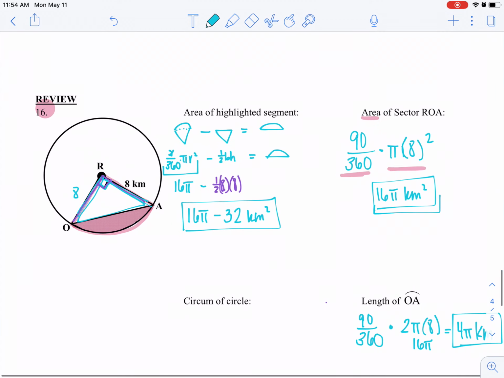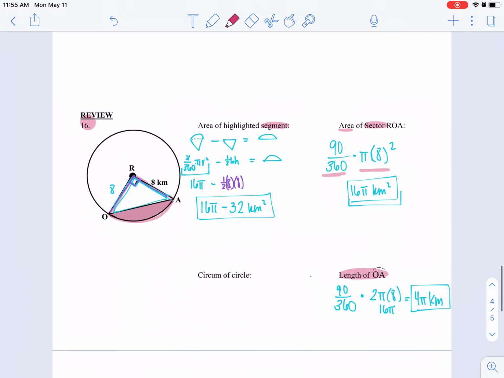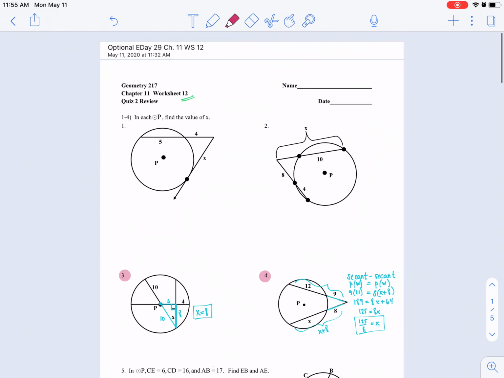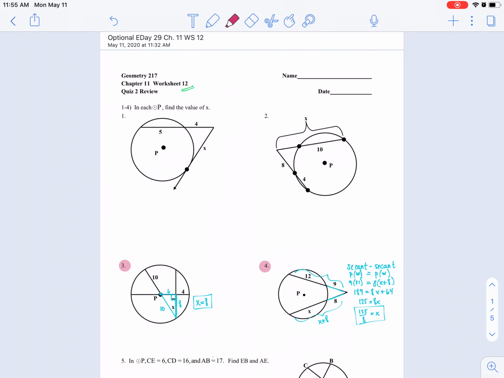Okay, so knowing how to find the area of a segment, the area of a sector, and then the length of an arc, those are 3 really important ideas. So I definitely wanted to make sure we touched on those. All right, nice. So those are the problems from worksheet 12 that I thought were good, just to make sure we touch on a little bit of everything before you take your test. Now let's go ahead and take a look at worksheet 13.